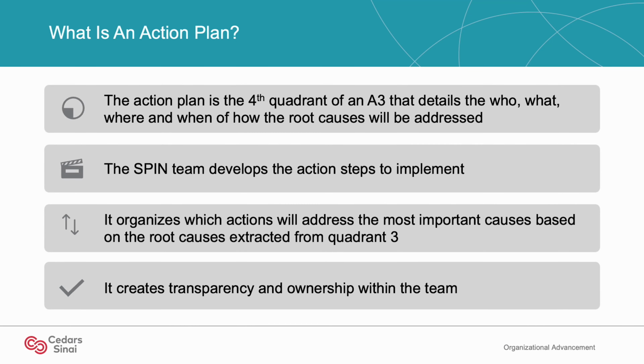So what is an action plan? An action plan is the 4th quadrant of the A3. It lists the actions that must be taken to address the root causes you choose to work on. It creates transparency and ownership within the team by listing who is responsible for what actions and by when. Let's take a look at what an action plan looks like.